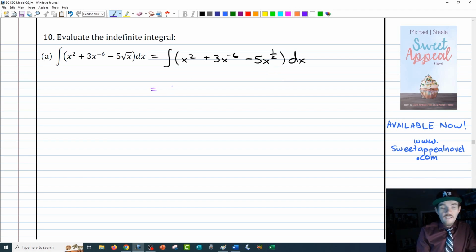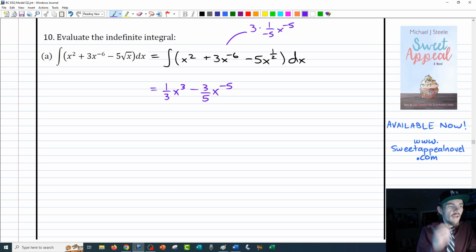The antiderivative of x squared is going to be 1/3 x cubed. The integral of the next one is going to come if we add 1 to the power. So that's going to be -5. So we're going to get minus 3 over 5 x to the -5. If you're having trouble seeing what happened there, that's because this is going to be 3 times 1 over -5, x to the -5, and then you can kind of follow everything else from there.